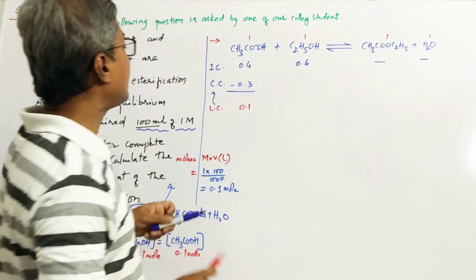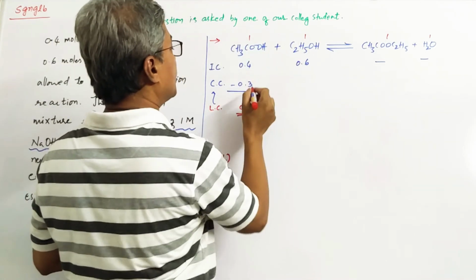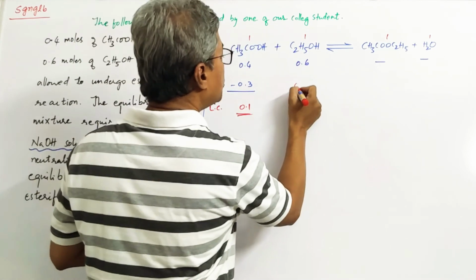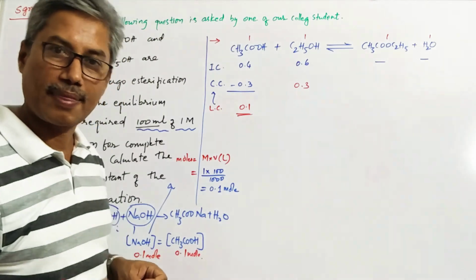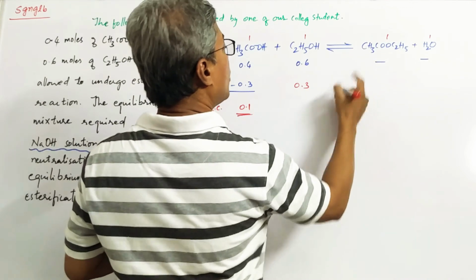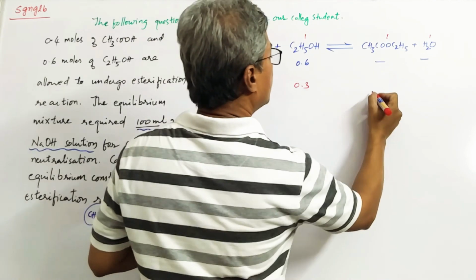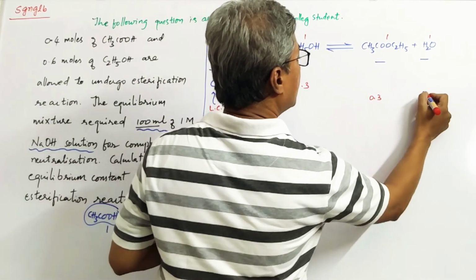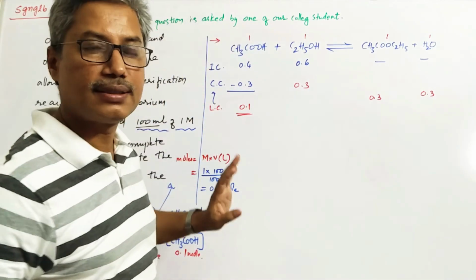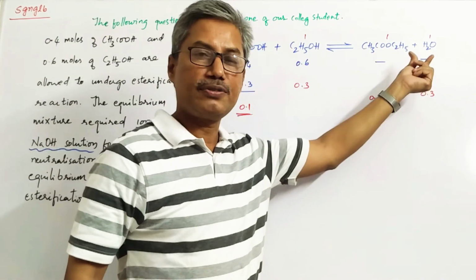Now look at this. This is the key factor. 0.3 of this is consumed. Then how much of this is consumed? Look at the reactant ratio 1:1. If 0.3 is consumed, then it too should be 0.3 only. Is that clear? Then how much is formed here? The stoichiometric ratio is 1:1. How much is consumed, that much is formed. So 0.3 mole is formed and 0.3 mole of water is also formed. It means that 0.3 mole of ethanoic acid reacts with 0.3 mole of ethanol to give 0.3 mole of ester and 0.3 mole of water.